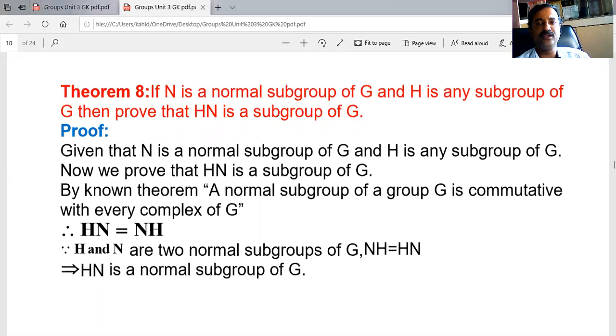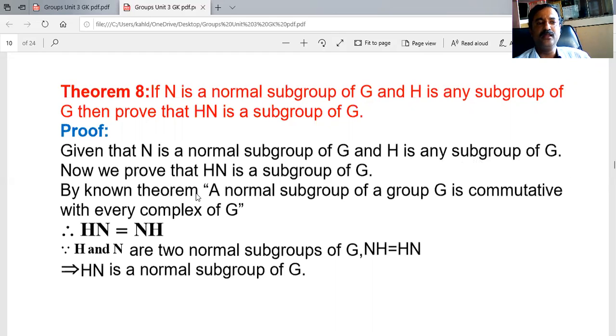Now we are discussing theorem number 8, that is, if N is a normal subgroup of G and H is a subgroup of G, then we want to prove that HN is a subgroup of G, given that N is a normal subgroup of G and H is any subgroup of G. We are writing what is given in the theorem.